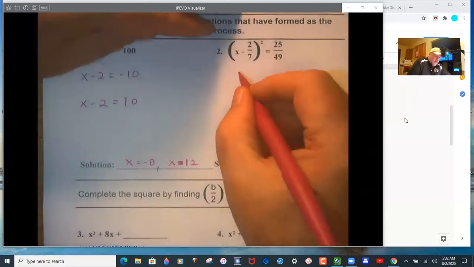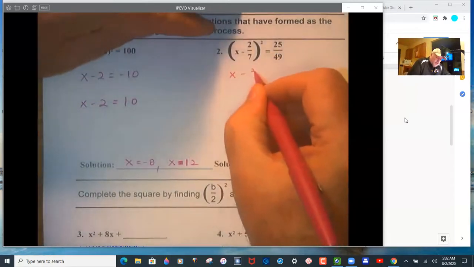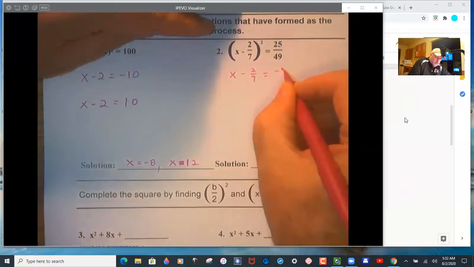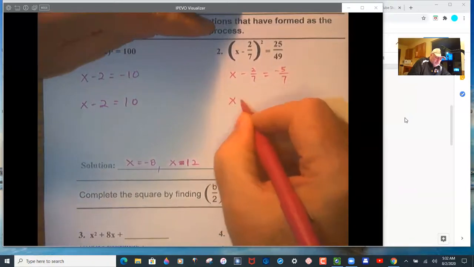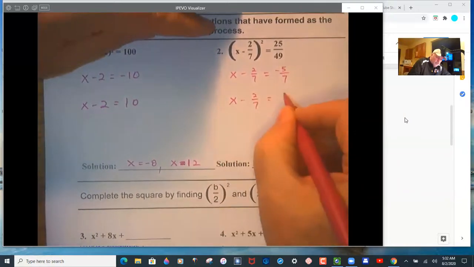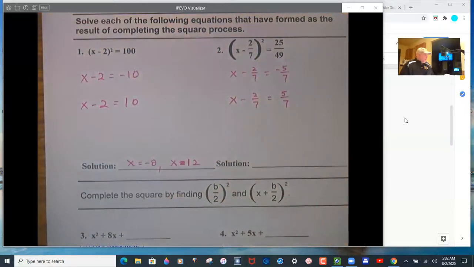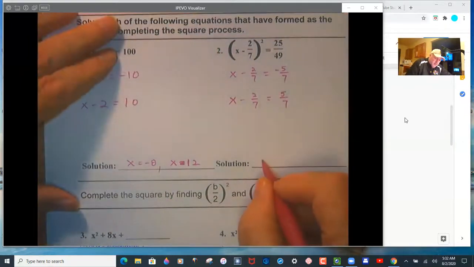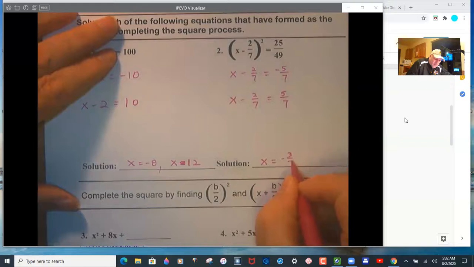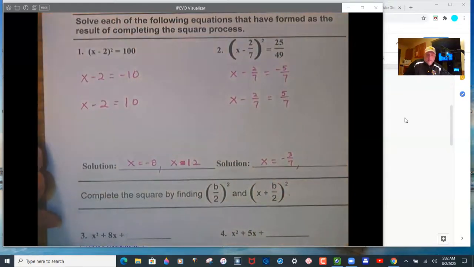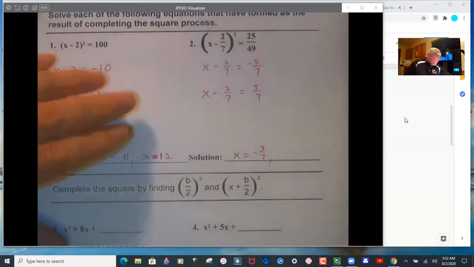On 2, you see a little bit of fraction work. So the top will give you -3/7. Add 2/7 to both sides. And the bottom, add 2/7 would be 7/7, which is 1.